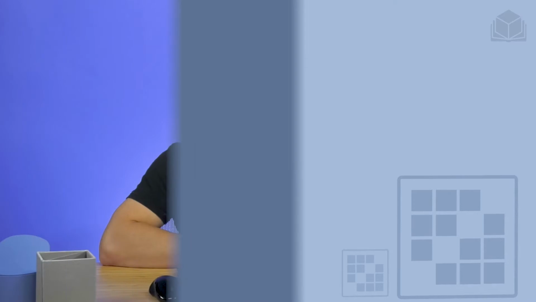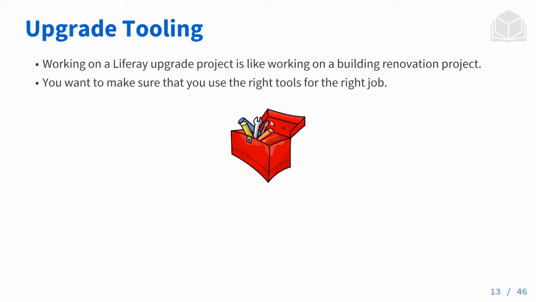So now that we've seen some of the aspects of upgrading Liferay, let's take a look and see how Liferay provides a couple of tools to help us out with this. So let's take a look at the tooling. Like with any project, we've built this analogy of upgrading Liferay being similar to renovating a house or a building or something along those lines.